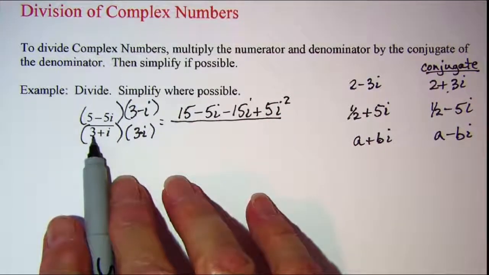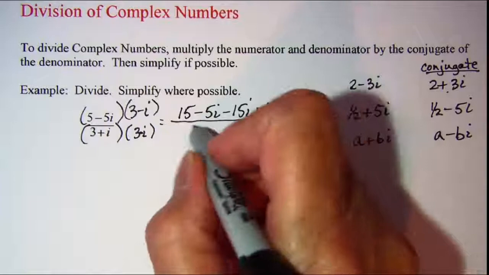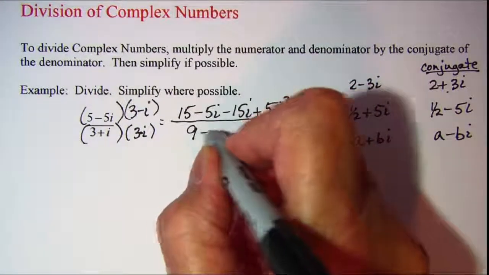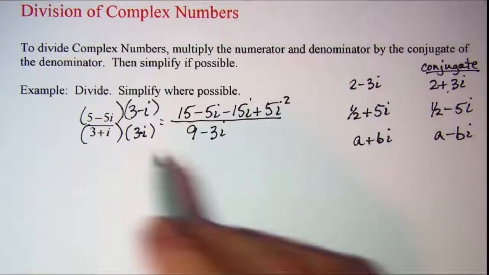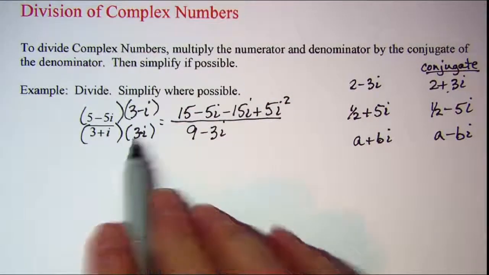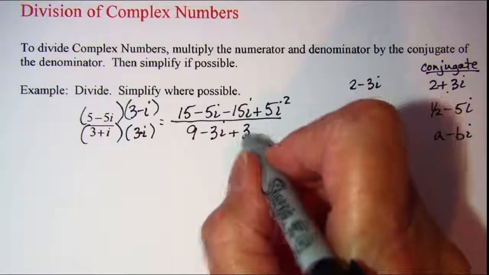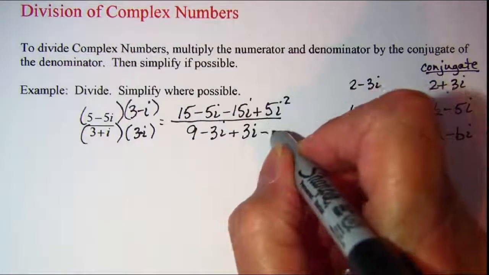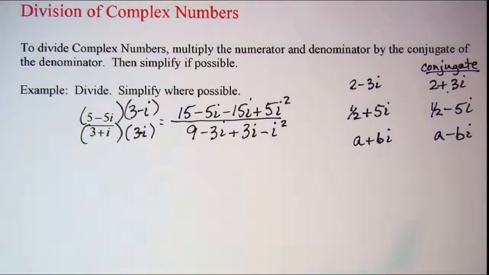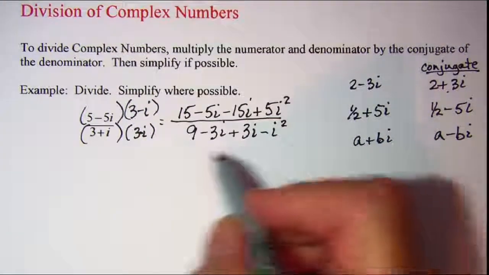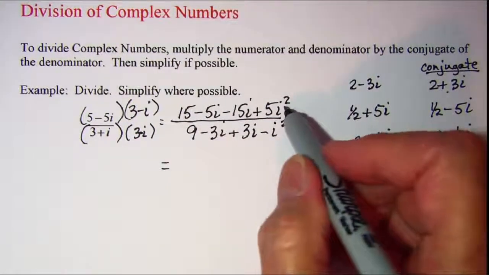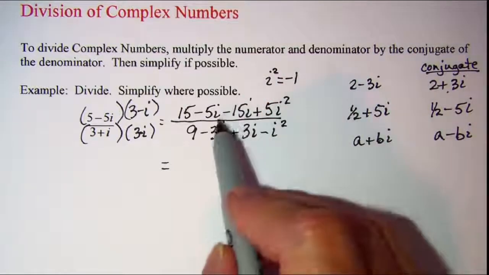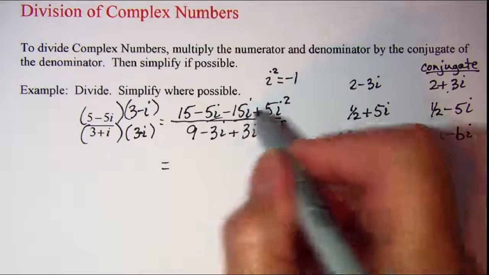Now in the bottom, 3 times 3 is 9. 3 times negative i is negative 3i. Then i times 3 is a positive 3i. And i times negative i is a negative i squared. We know that i squared is defined to be negative 1. And then we also need to combine terms.